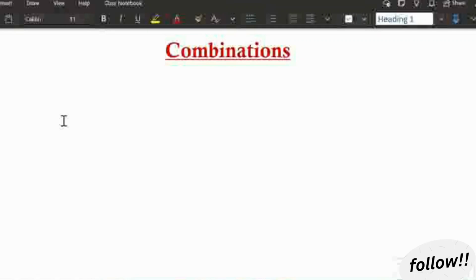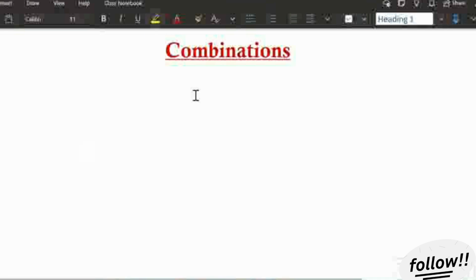Combinations is an important topic. We'll see its concepts with all the important questions that have occurred in previous years' question papers. This is an important topic for those who are taking the discrete mathematics exam, and also for all the placement training and aptitude exams, any aptitude exam.